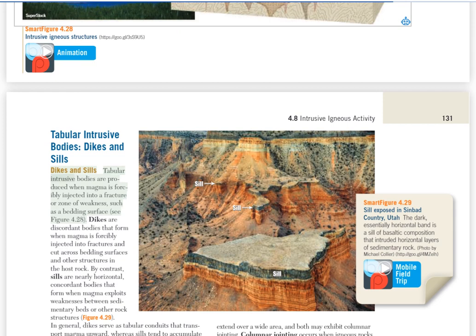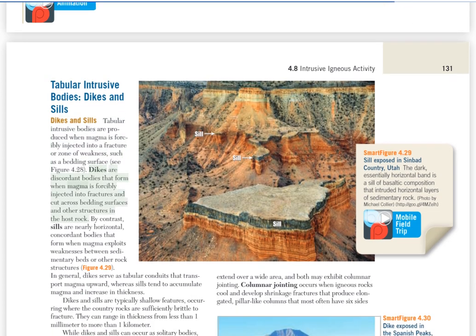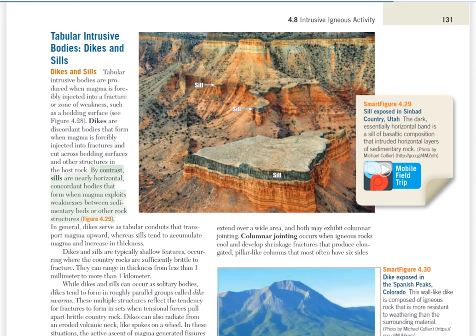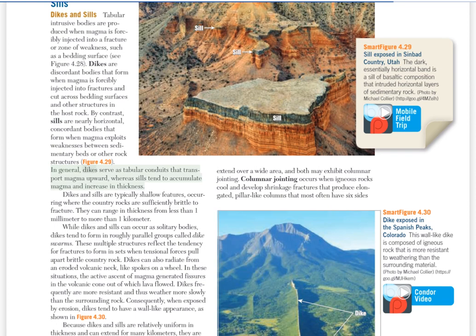Dikes and sills. Tabular intrusive bodies are produced when magma is forcibly injected into a fracture or zone of weakness, such as a bedding surface. Dikes are discordant bodies that form when magma is forcibly injected into fractures and cut across bedding surfaces and other structures in the host rock. By contrast, sills are nearly horizontal, concordant bodies that form when magma exploits weaknesses between sedimentary beds or other rock structures. In general, dikes serve as tabular conduits that transport magma upward, whereas sills tend to accumulate magma and increase in thickness.